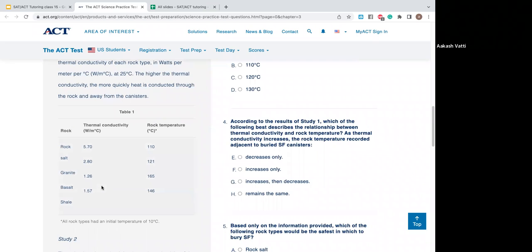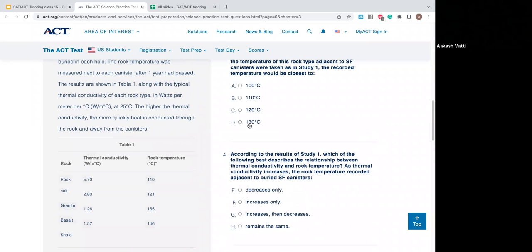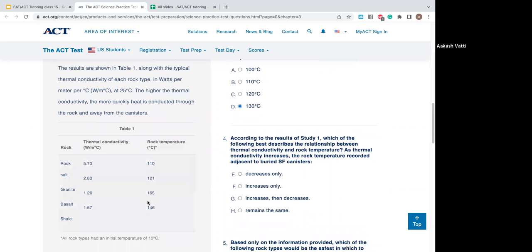Granite has a thermal conductivity of 2.80 and a temperature of 121, and shale has a thermal conductivity of 1.75 with a temperature of 146. And since welded tuff has a thermal conductivity between those two, you would say that the rock temperature would also fall between these two values. And the one that does that is D, because shale is 146 and granite is 121. I said those backwards at first.